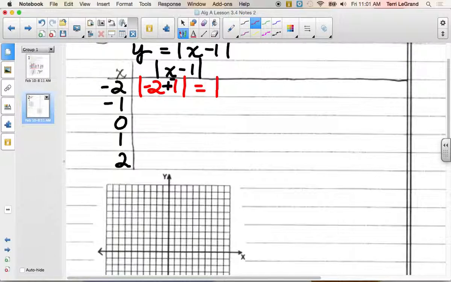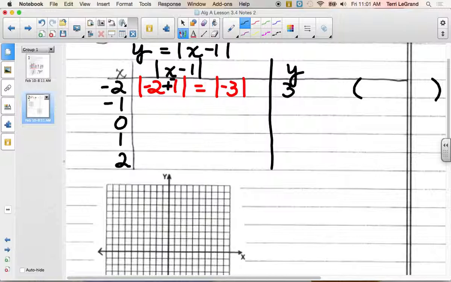So we now have our absolute value bars aren't gone yet. We have some simplifying to do inside them. Don't get in a hurry. What's -2 plus -1? -3. So we now have the absolute value of -3. Now we can get rid of the absolute value bars. We can say the absolute value of -3 will give us our y value. So what is our y value? +3. So we have ordered pair -2, 3.